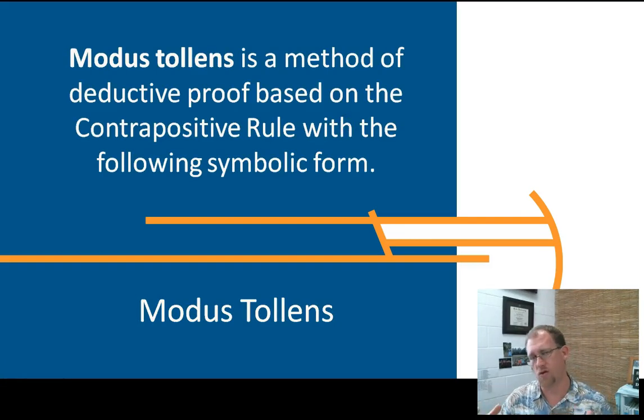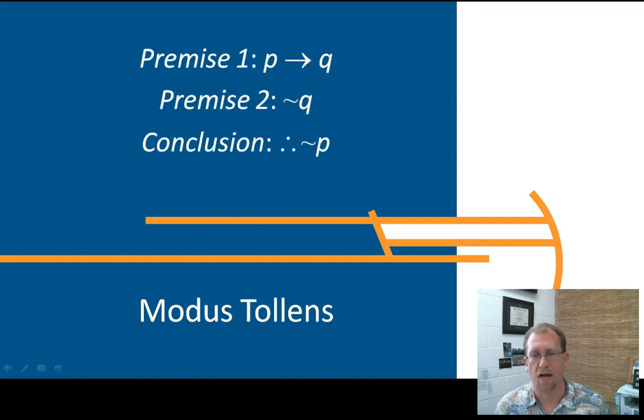And these words are a little strange, and they're Latin terms, and you can blame logicians that spoke Latin for this. But modus tollens is a method of deductive proof based on the contrapositive, and then it has a particular symbolic form. So the other one was based on the conditional. This is based on the contrapositive. Remember, contrapositive reverses and negates. So let's look at this. If P then Q, and it says, oh, not Q, then your answer is not P.